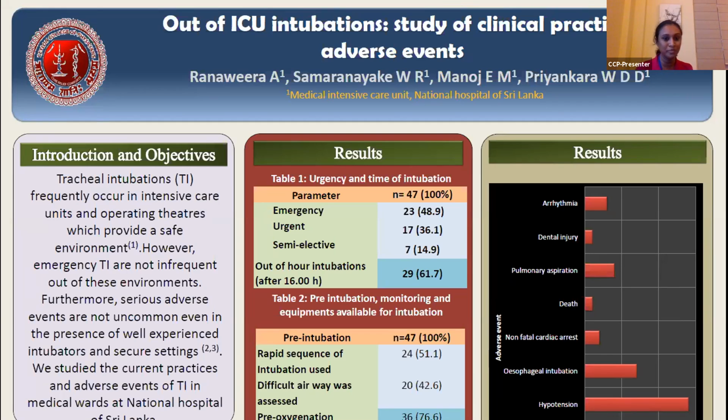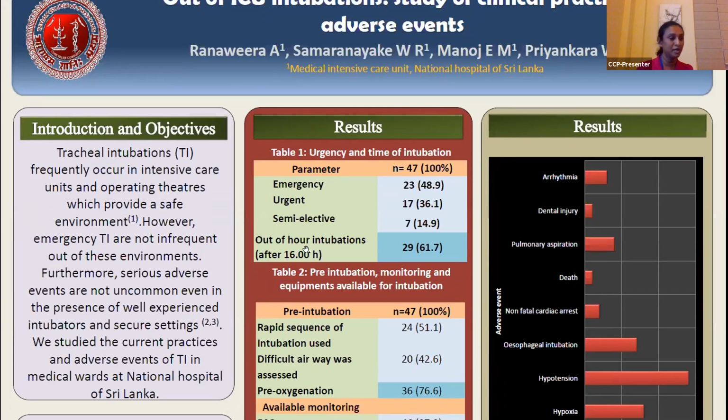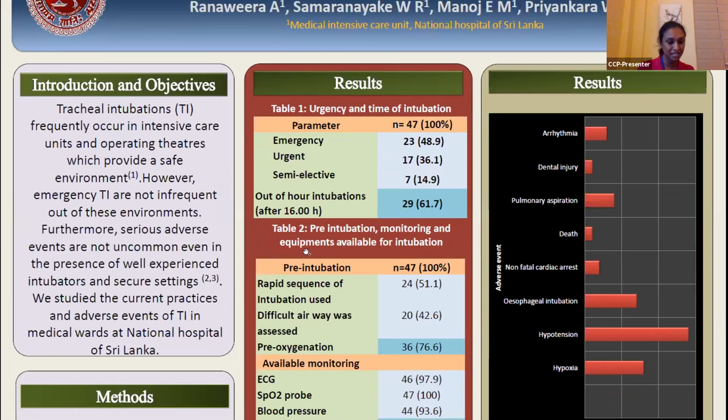As you all know, intubation is a life-saving procedure in critically ill patients. We come across a lot of patients coming to the medical intensive care unit with adverse events following intubation, like hypotension, cardiac arrhythmias, cardiac arrest, and hypoxia. So we wanted to conduct this study to assess whether these out of ICU intubation practices are acceptable. Tracheal intubations usually occur in safer environments like ICU and theaters, but it can occur in unsafe environments as well, especially in cases of emergency airway management.